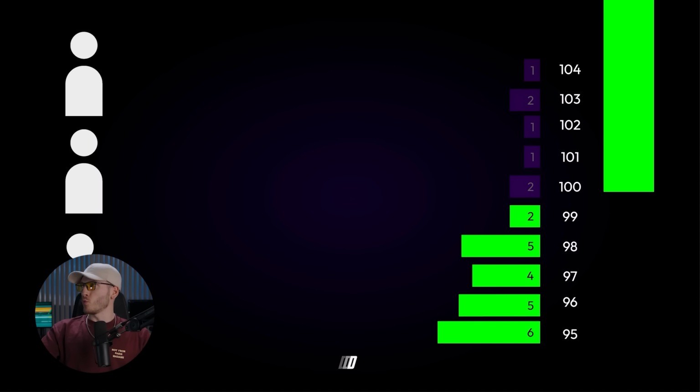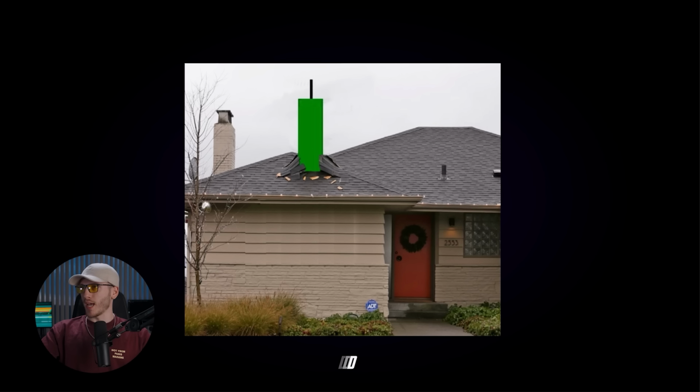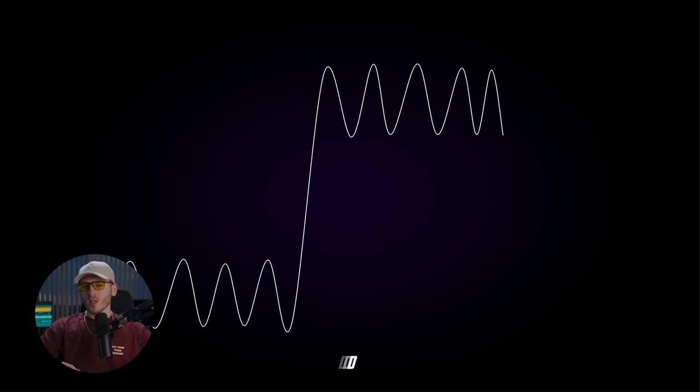And the candle from here will smash above your screen, and a very real and documented phenomenon typically happens, which is the candle pokes through your ceiling. So this does not happen because there's more buyers than sellers. There's always a match between the buyers and the sellers. So there's always the same amount of buyers and sellers. But this happens because buyers are willing to pay worse and worse prices as long as they can get their hands on a seller.